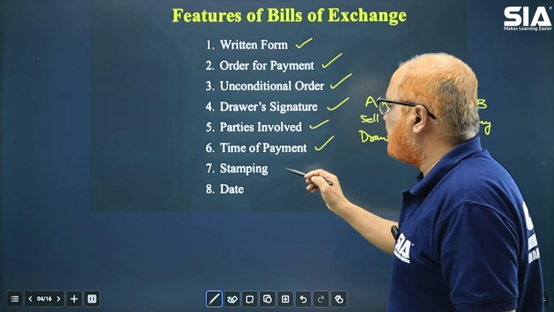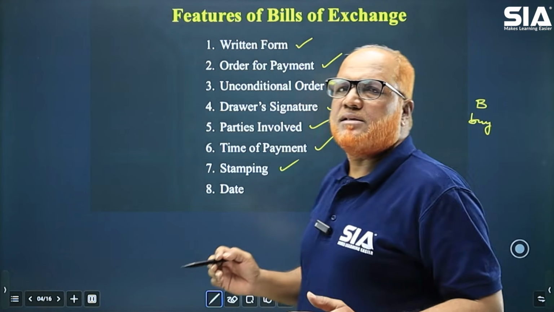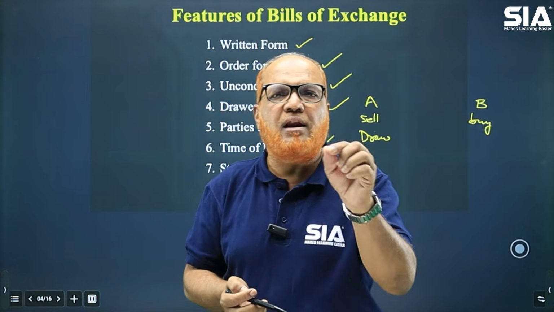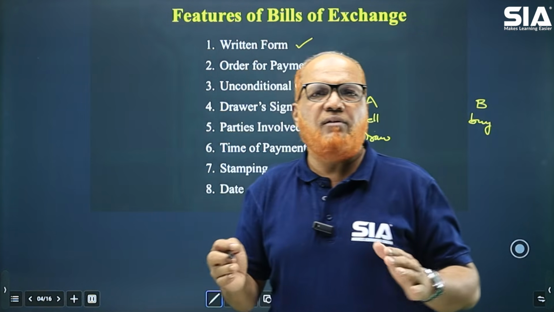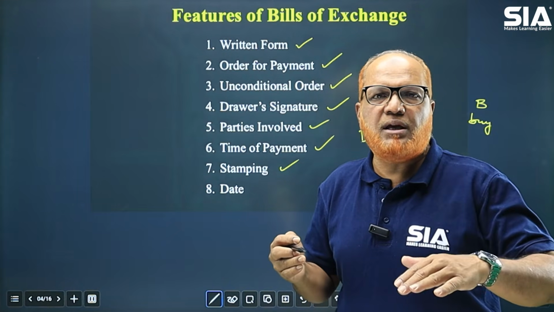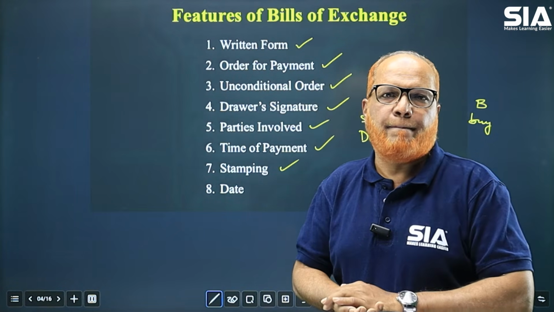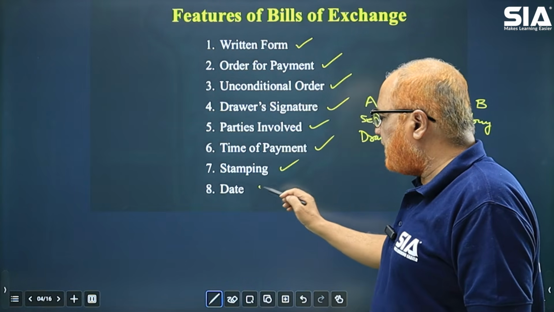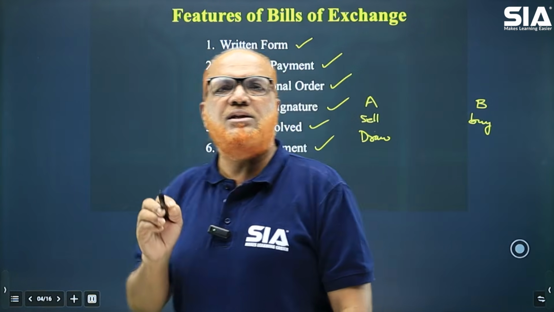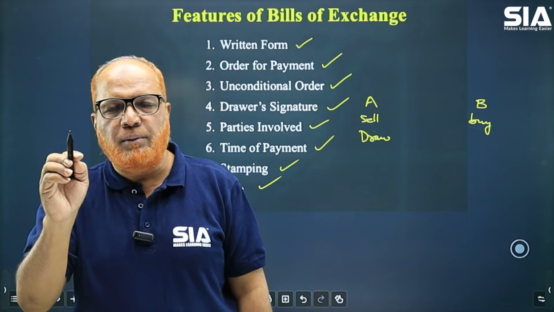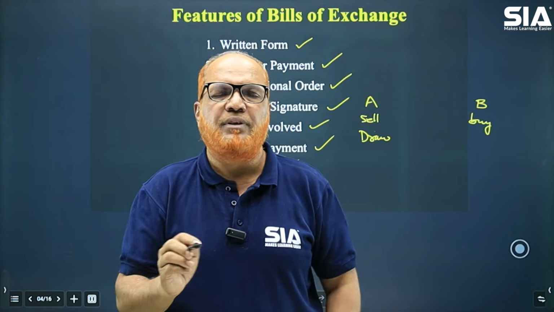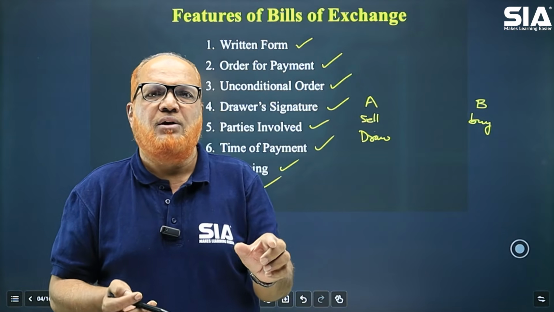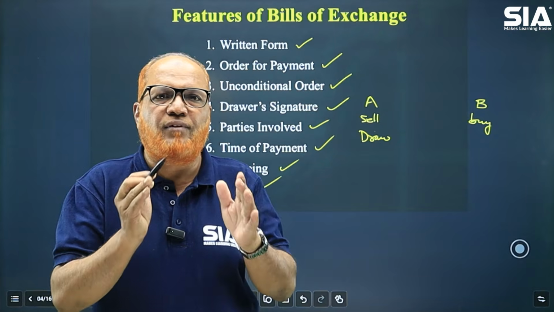Now, next one is stamping. In some cases, the bill of exchange should be properly stamped according to the legal requirement. So every country will have different laws on making this bill enforceable. So it should be stamped and signed. And lastly, the date when the bill is drawn. If the date of the bill is not specified, then the bill will become invalid. So these are the features which must be there in every bill.